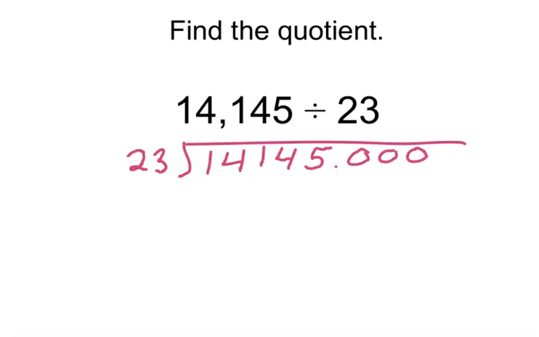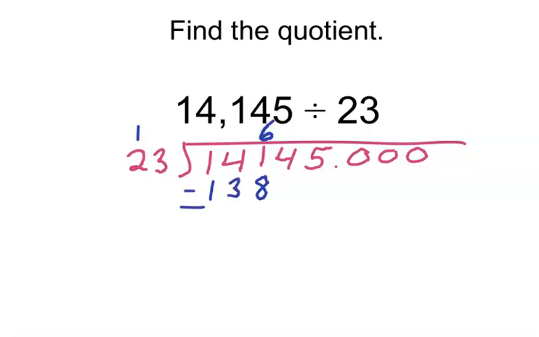Find the quotient. All right, how many times does 23 go into 1? It cannot. How many times does 23 go into 14? It can't do that either. How about 23 into 141? Yeah, that would probably be about 6 times. 6 times 3 is 18. 6 times 2 is 12, plus 1 more is 13.